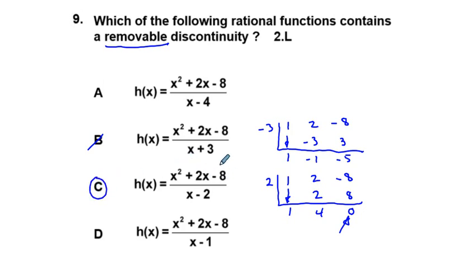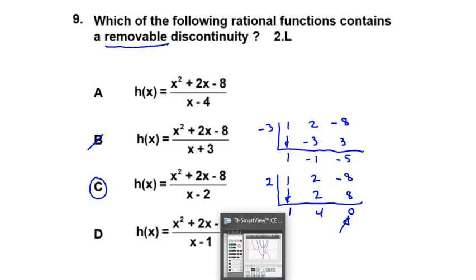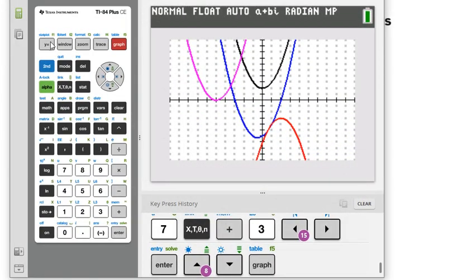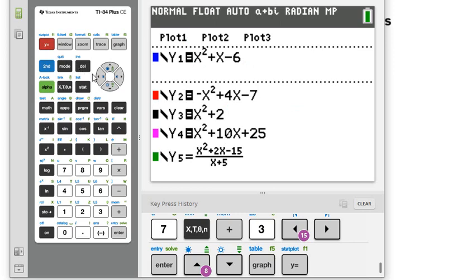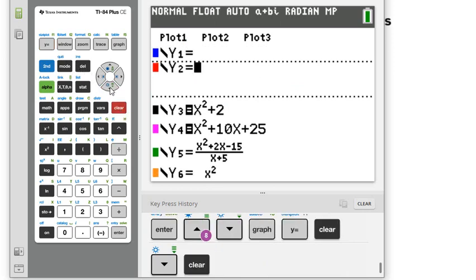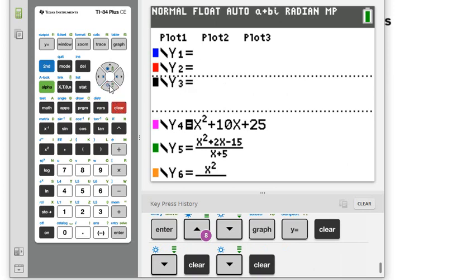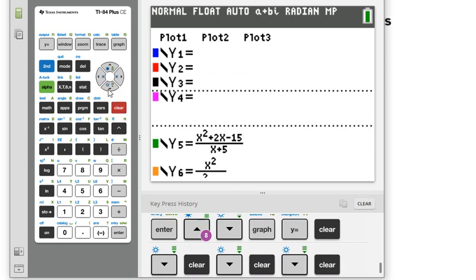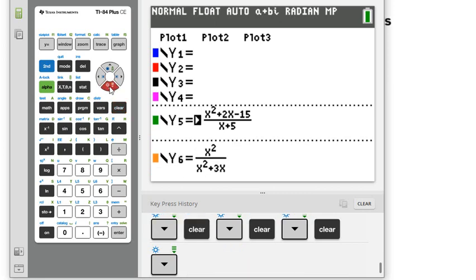Now, you can graph these also and see what happens. I'm going to just graph in the calculator. I think I have one of these pre-entered here. Let me get rid of this. Clear, clear, clear. And down here we have this.